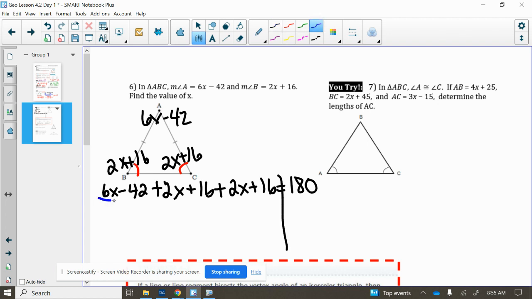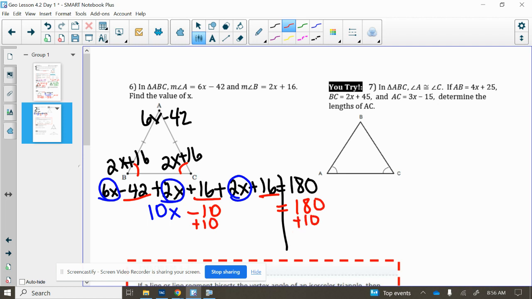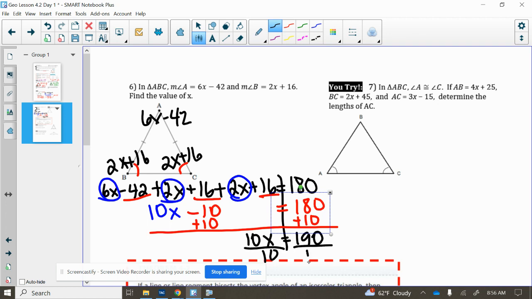So we could take those three expressions, add them up, and set them equal to 180 to get our final answer. Now we're going to want to condense: 6x plus 2x plus 2x is 10x, negative 42 plus 16 plus 16 more is negative 10, right? Negative 42 plus 32 is negative 10. So then we can add that 10 to both sides so that we end up with 10x equals 190. And then when we divide by 10, x ends up equaling 19. And again, this time they just wanted us to find the value of x. We did not have to plug it back in.